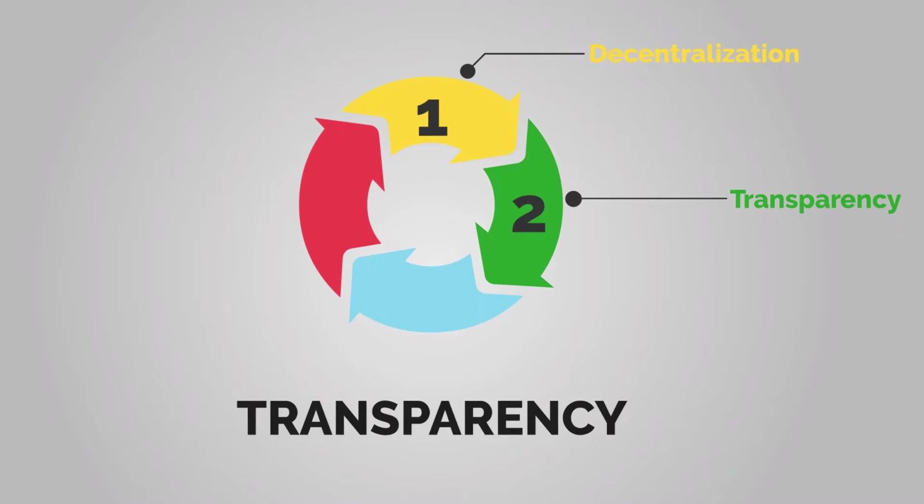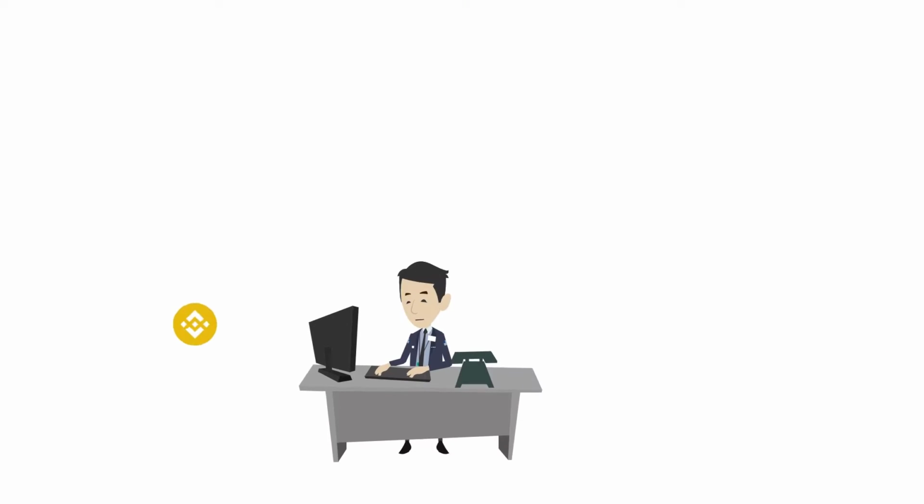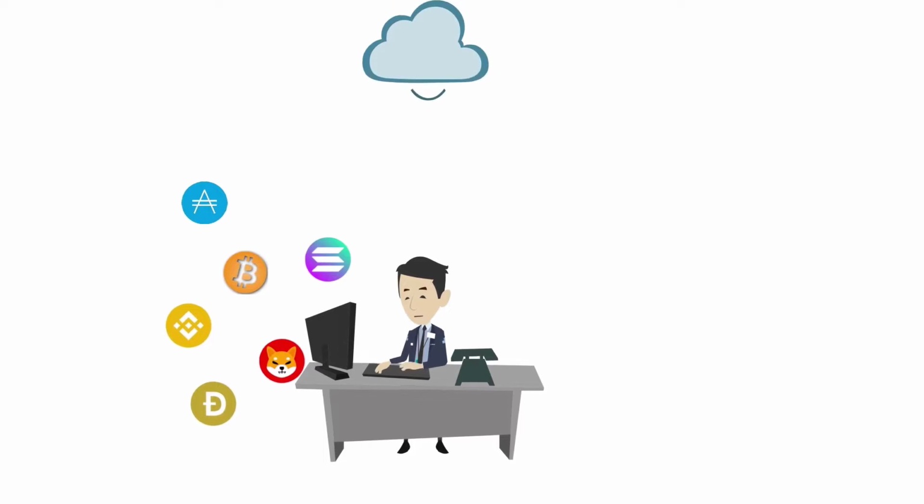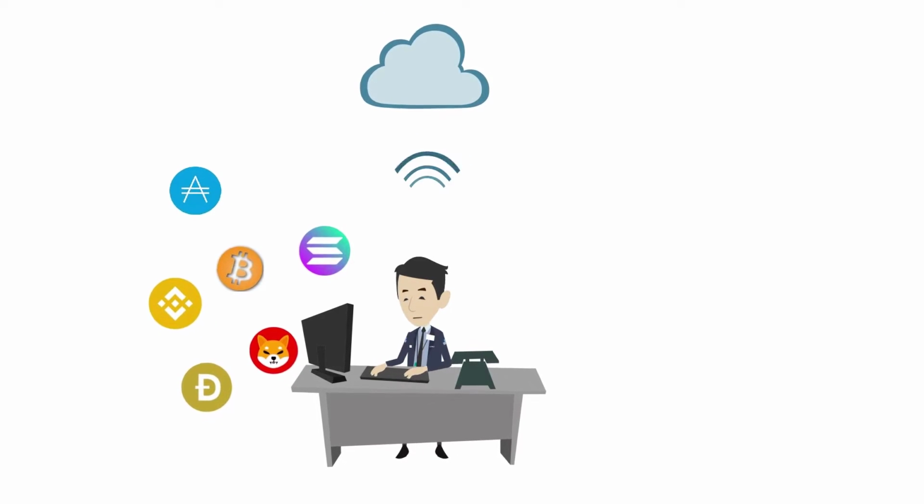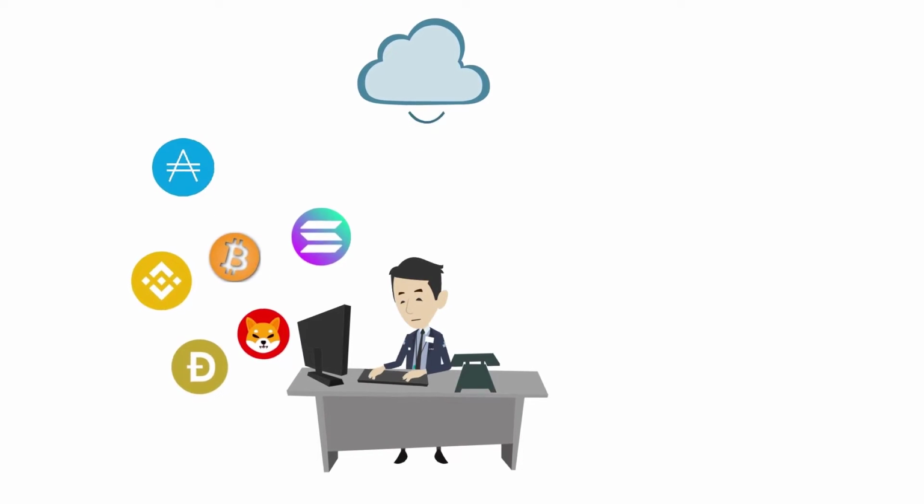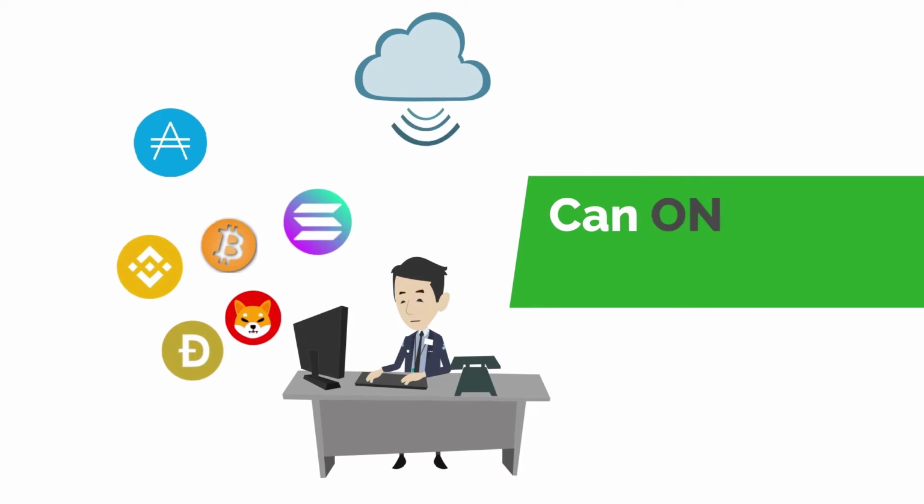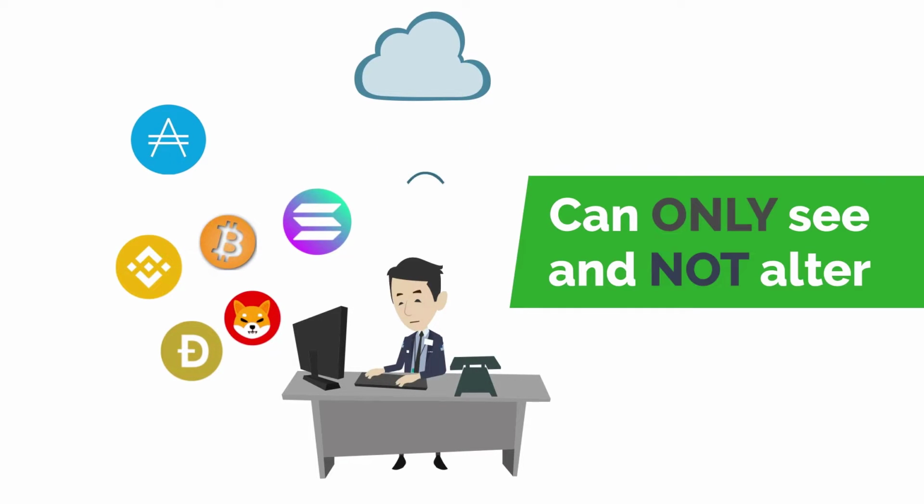Transparency. The blockchain is built in such a way that anyone with an internet connection can have access to all and any transaction carried out on the network, but can only see and not alter.